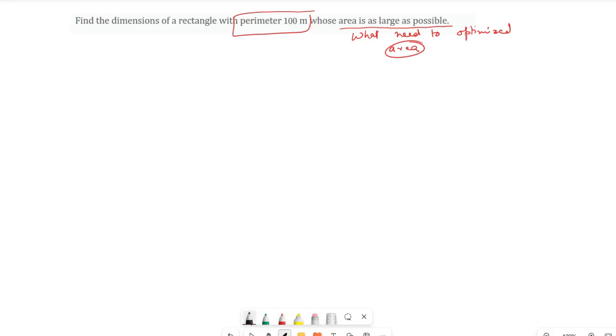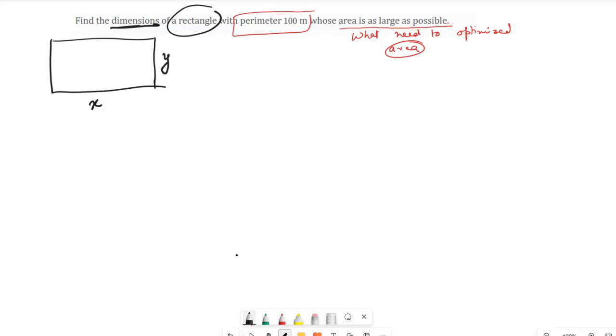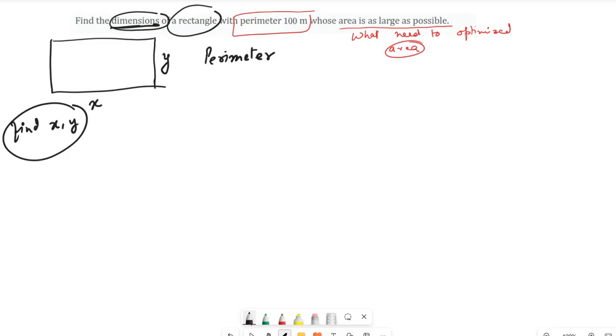First of all, we need a rectangle. What do we need to find? Dimensions of a rectangle. So usually a rectangle looks like this. It has a length, it has a width. So dimensions meaning find the values of x and y. We need to find x and y. This is our problem. What is given? The perimeter. Perimeter is basically the boundary of the rectangle. So this is also x and this is also y. Perimeter is 2x plus 2y. This is given as 100. It is given to us.